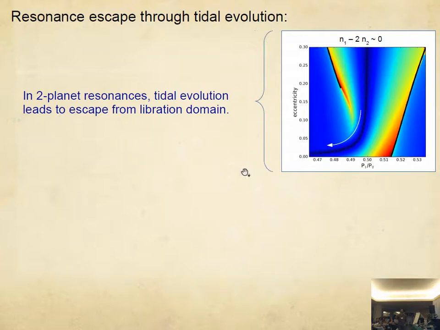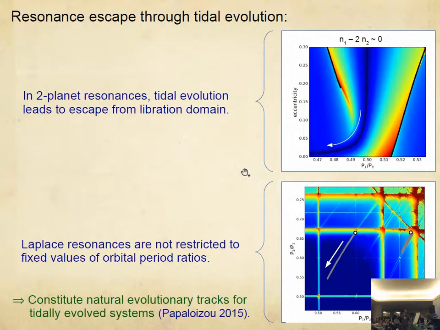Well, if you have just a two-planet resonance, tidal evolution follows the loci of solutions, so there is no other way than to escape from the resonance, because the location of the resonance in the orbital period ratio is fixed. In the case of three-planet resonances, there is no fixed value for the orbital period ratio. So actually these resonances work more like trenches, like canals, or like roads that allow you to travel through them as you are migrating and varying your orbital periods. So they constitute natural evolutionary tracks for tidally evolved systems. It's something that Papaloizou has studied a couple of times over the last couple of years.